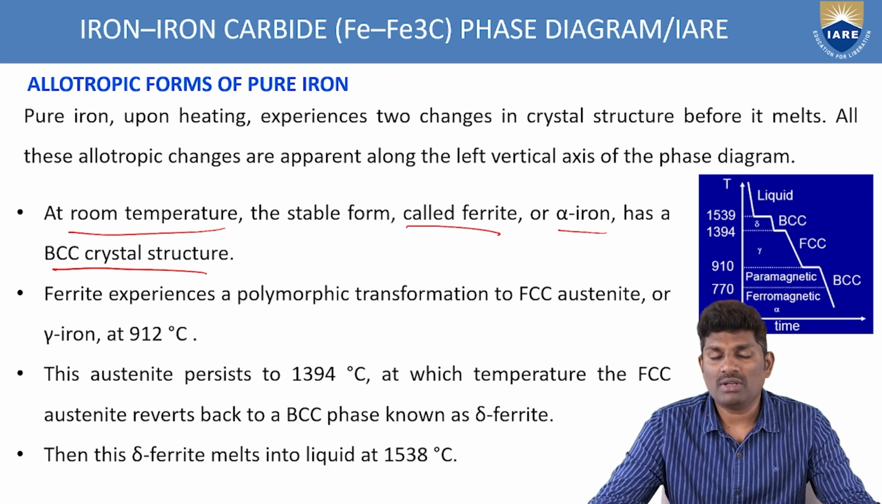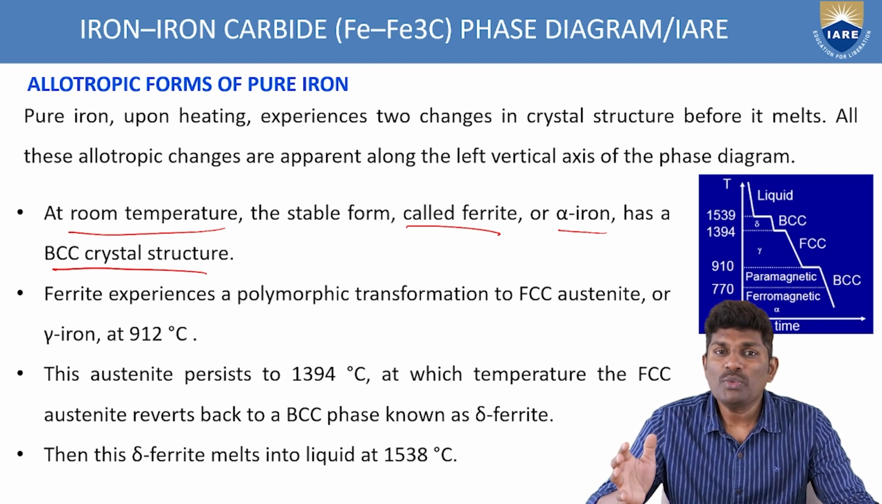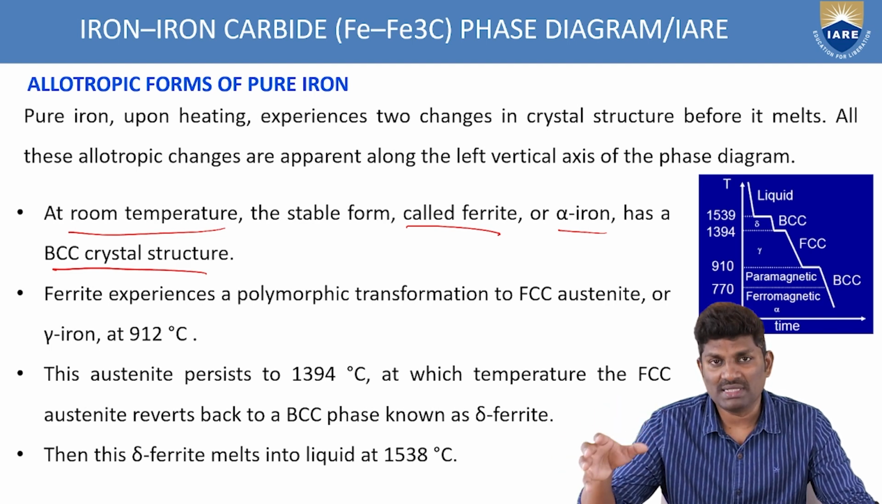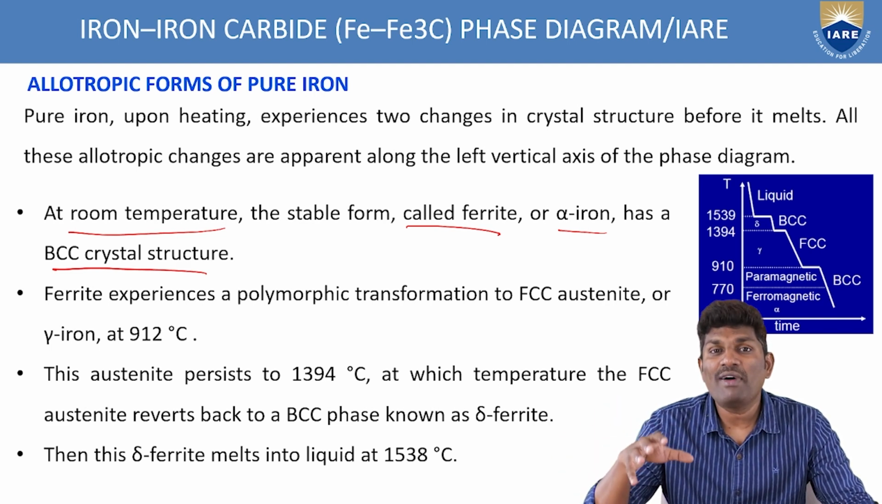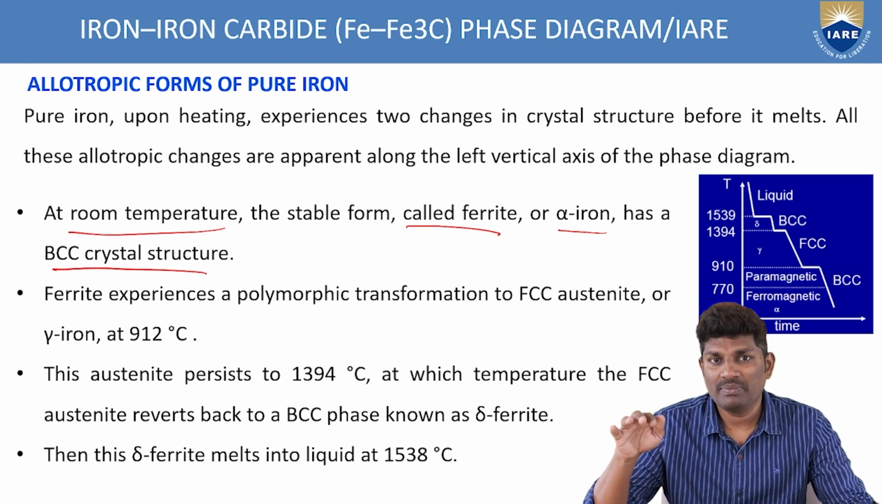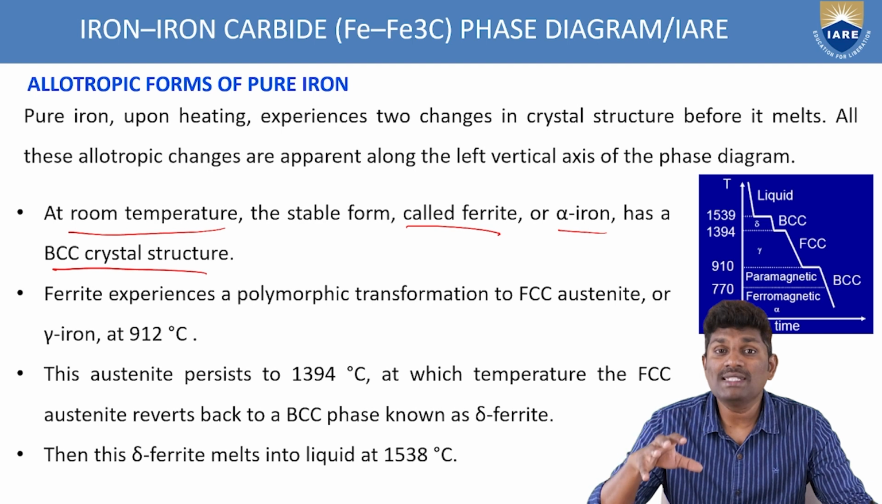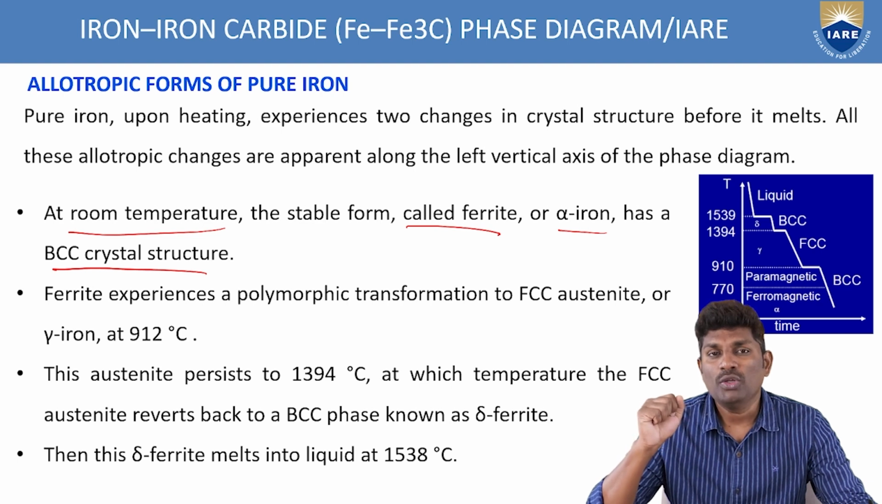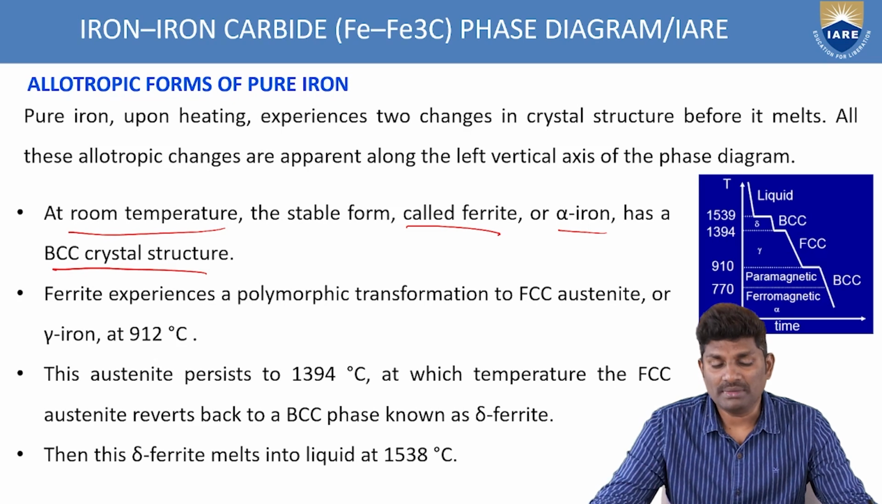At the initial state, at room temperature, the pure iron has a BCC type of crystal structure. This is also called alpha iron, which is the stable state condition, called ferrite. Ferrite, or alpha iron, at room temperature has a BCC, that is, body centered cubic structure. You can observe this for pure iron at room temperature, and it is called a ferrite type of iron alloy.